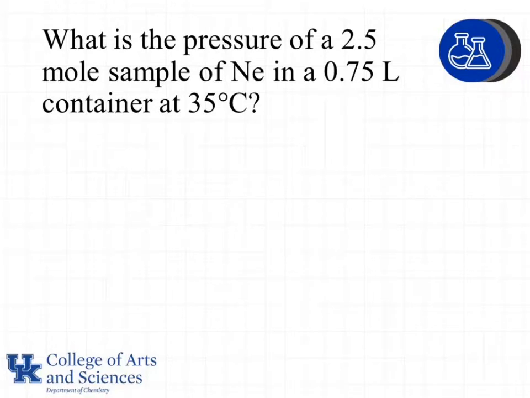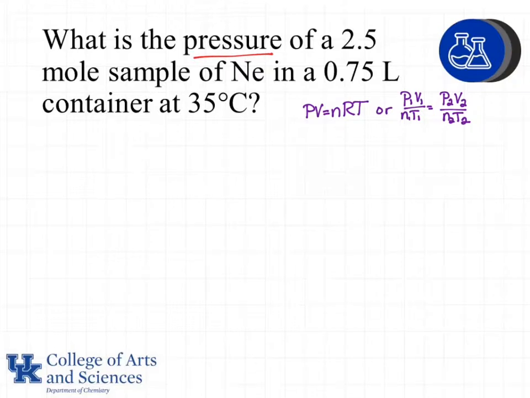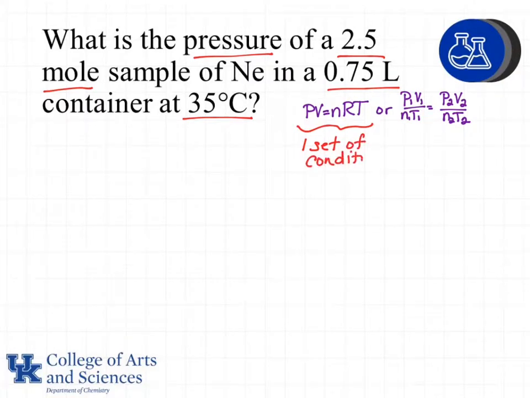What is the pressure of a 2.5 mole sample of neon in a 0.75 liter container at 35 degrees Celsius? Again, the question is whether or not I use the ideal gas law or the combined gas law. When I look at the problem, I see one mention of pressure, one mention of moles, one mention of volume, and one temperature. Because I only have one of each variable, I know that I'm going to use the ideal gas law because I have one set of conditions.